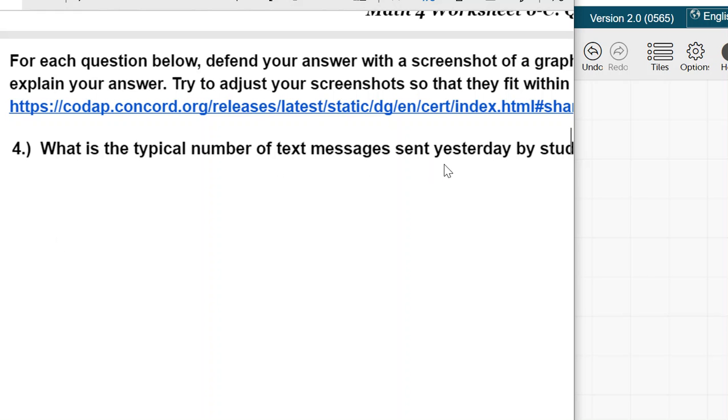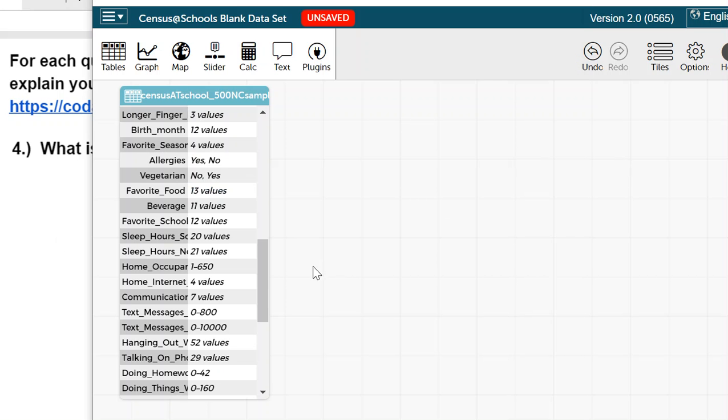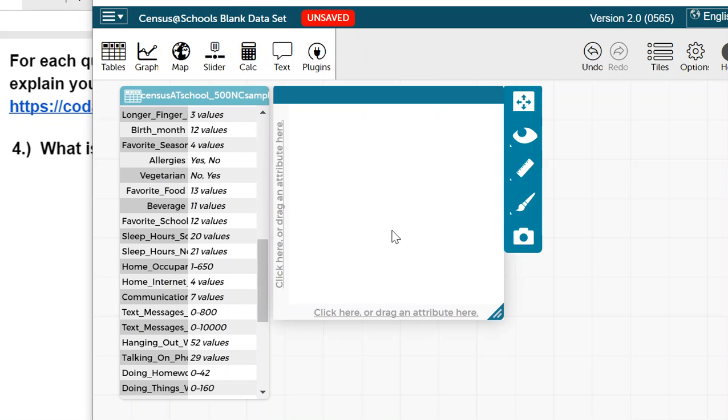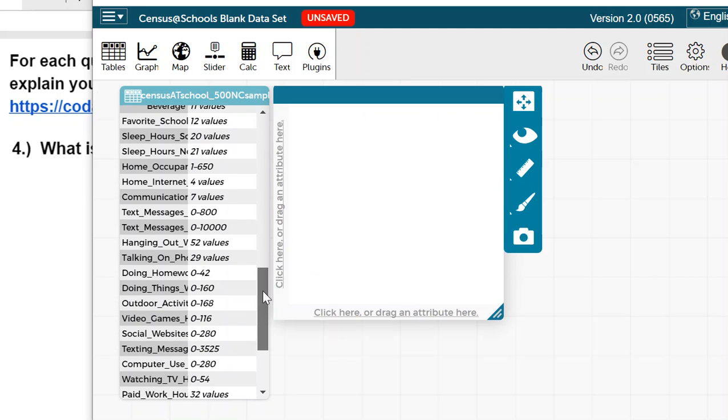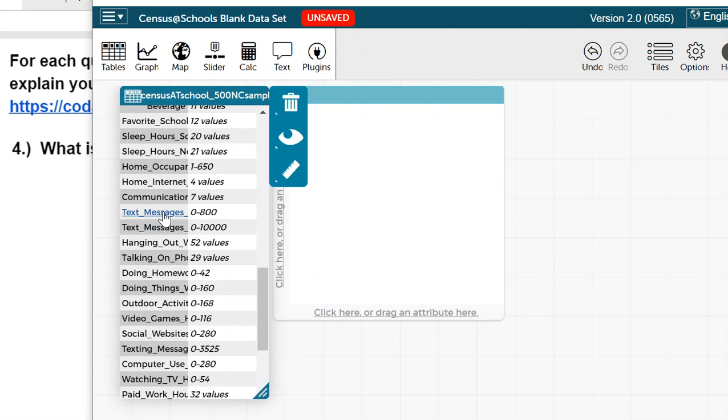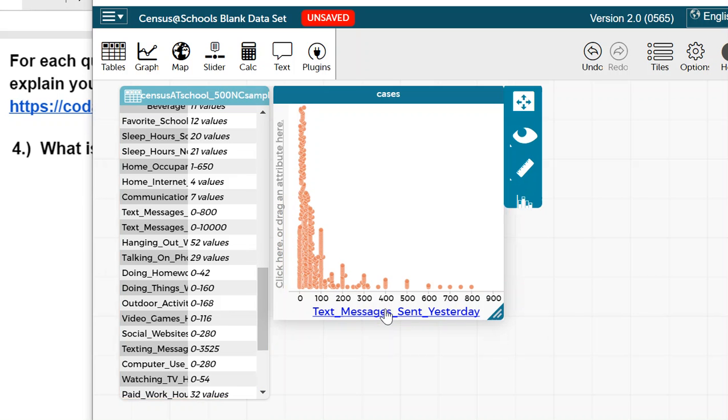All right, typical number of text messages sent. So let's look that one up. We had an interesting conversation in class about that. And I guess this is sent yesterday. And 600, 700, 800, really? Somebody sending 800 text messages inside of 24 hours. Now, I didn't calculate that much in class. I think I used 600, but somebody said 800, and so I got to go there.